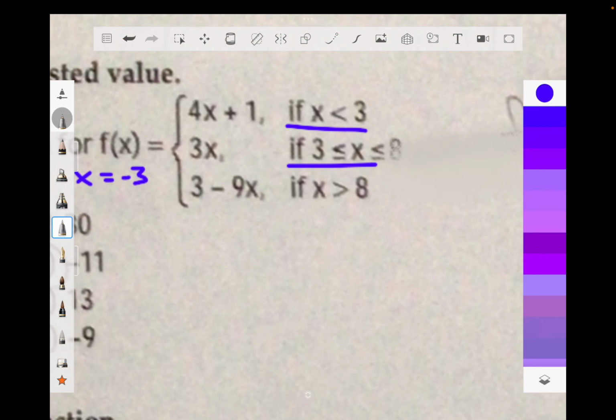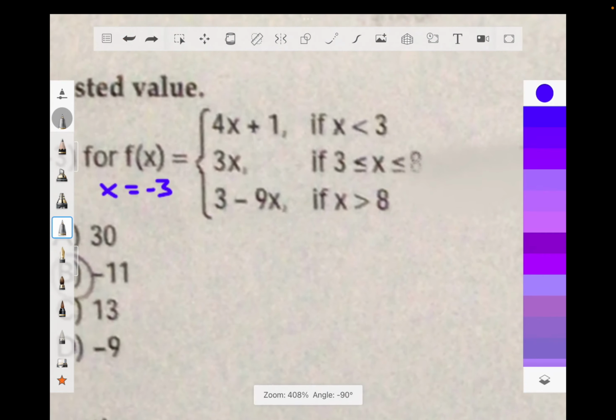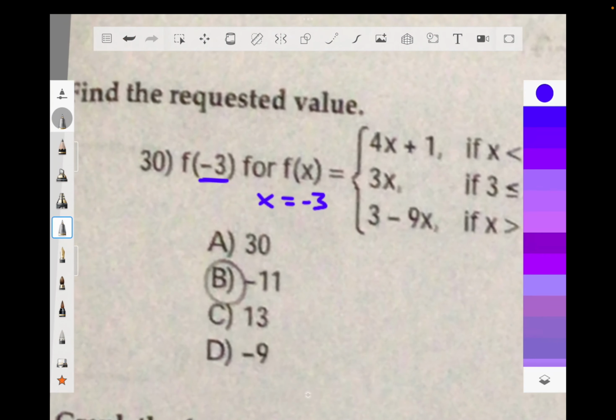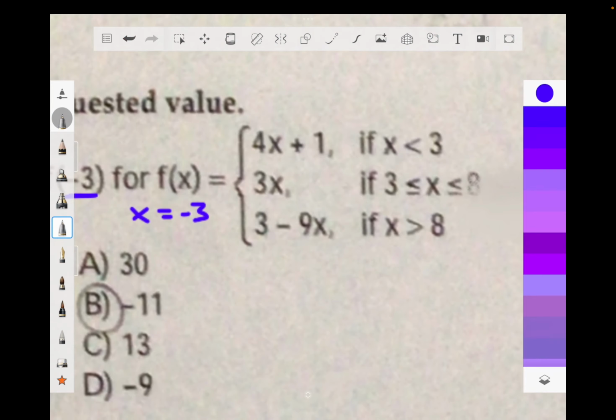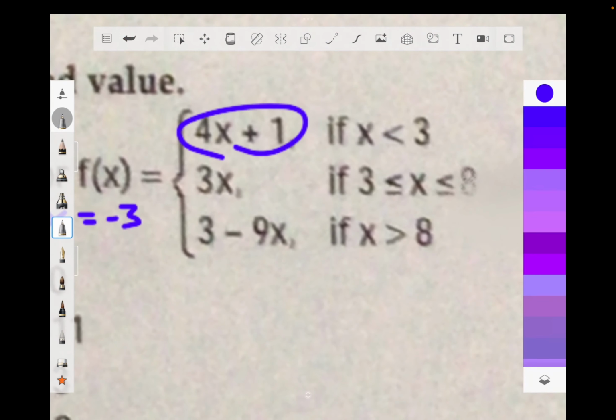And then these statements are saying if x is less than 3, use this equation. If x is in between 3 and 8, use this equation. And if x is greater than 8, use this equation. All right? And so this is saying x is equal to -3. So we're going to be using this equation. Right? Because if x is less than 3, use this one. So we're going to be using that one.